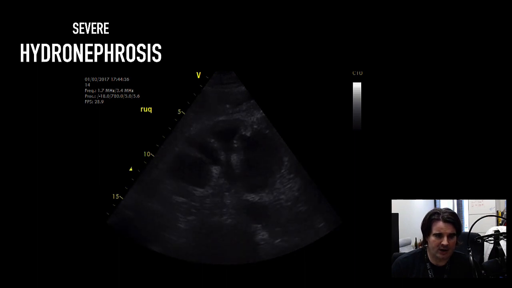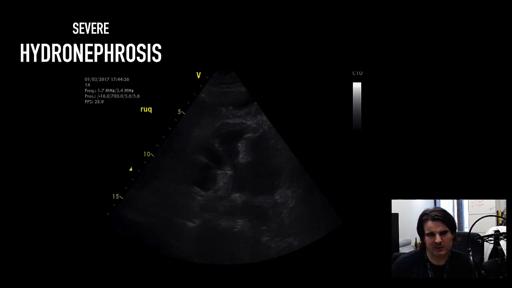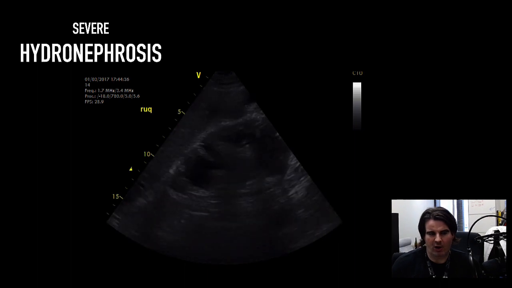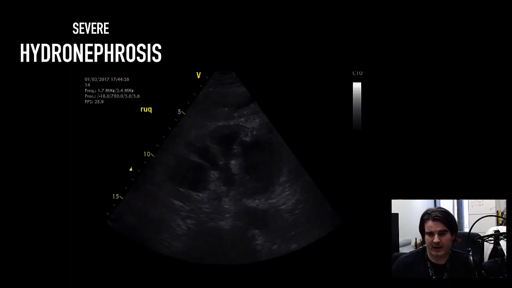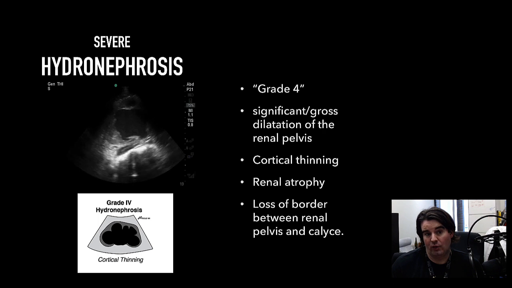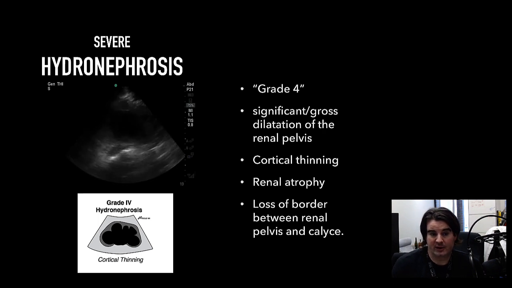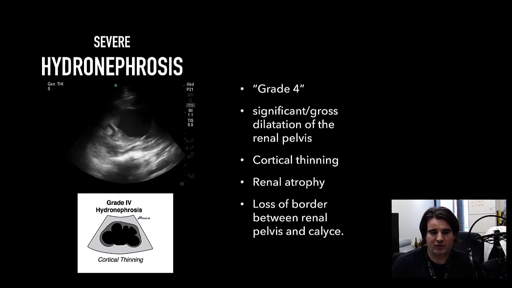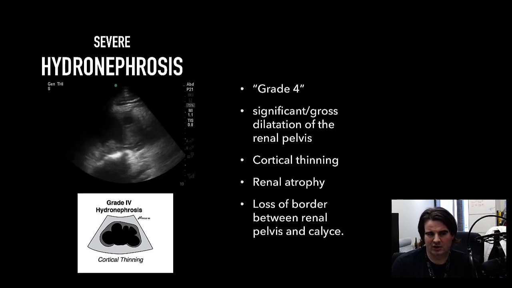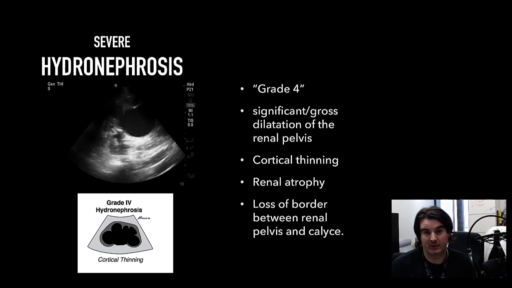Another example here on an older machine where, again, we see that loss of architecture of the renal parenchyma. So this is often called grade 4, where we see significant dilatation of the renal pelvis, cortical thinning, pretty solid renal atrophy, and loss of that border between what we consider to be the renal pelvis and the calyces.